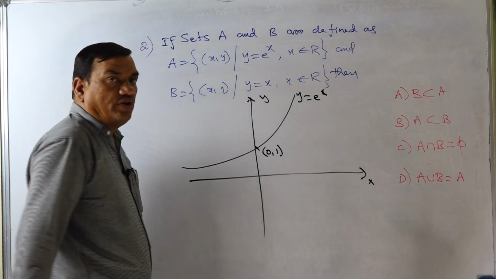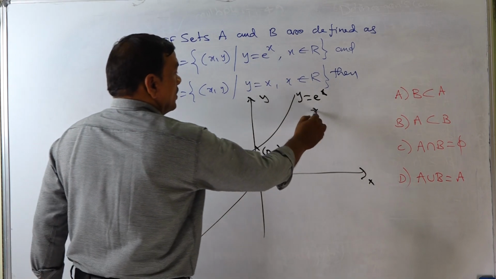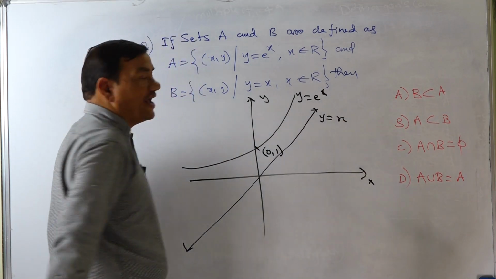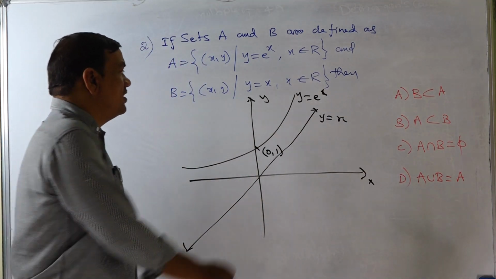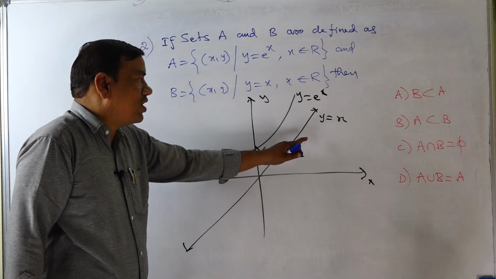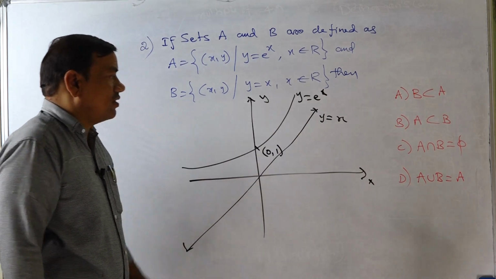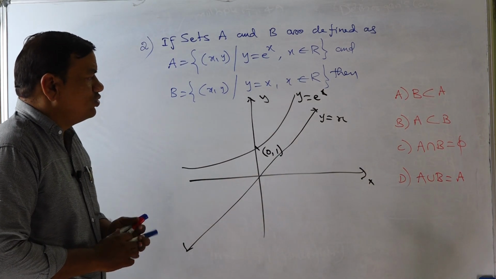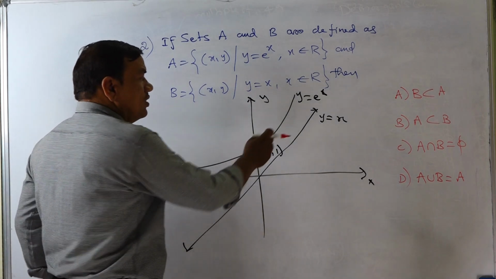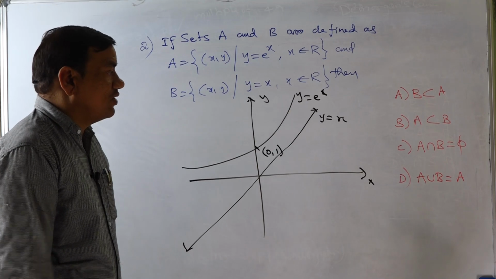Y is equal to x is a straight line passing through the origin. Moreover, here the x coefficient is positive. That means y is equal to x is a straight line passing through the origin and lies entirely in the first quadrant and third quadrant. If you observe, there is no chance of intersection here. So there is no chance of touching both the curves.